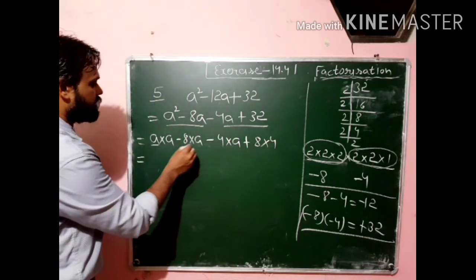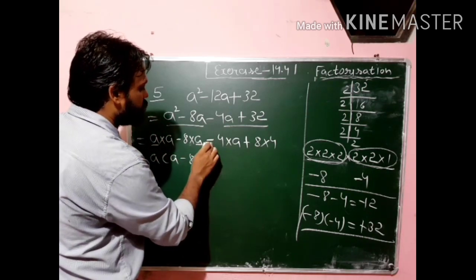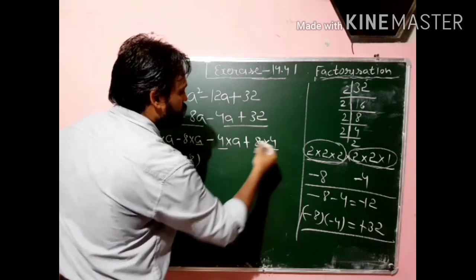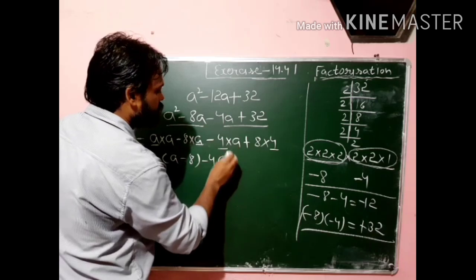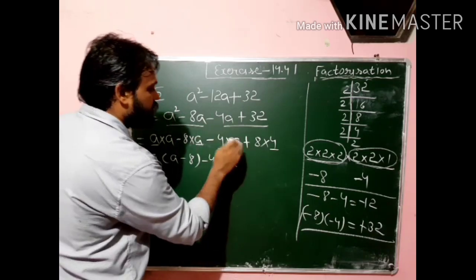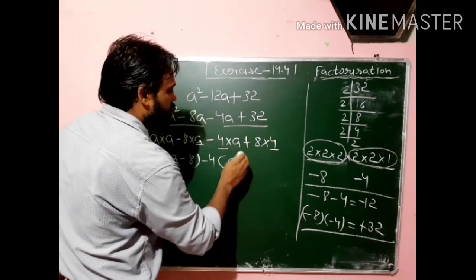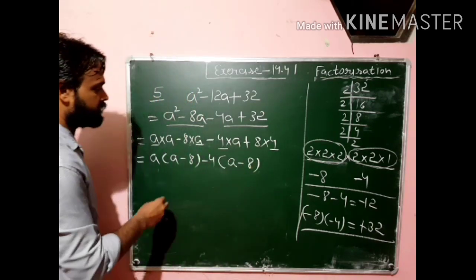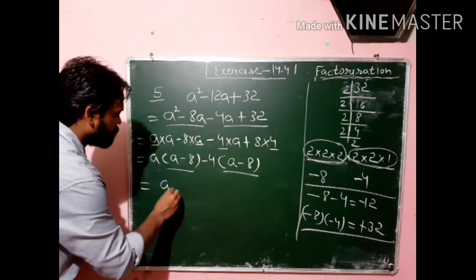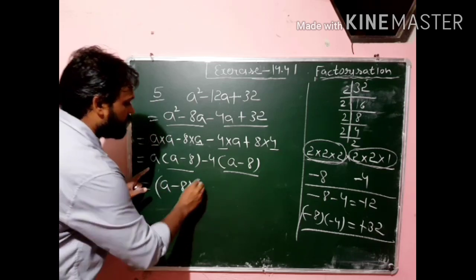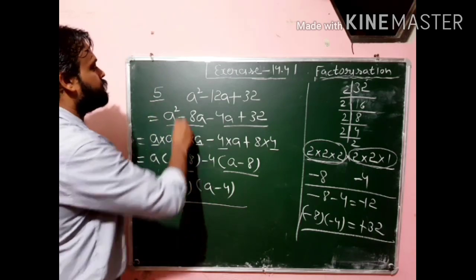And now you can see this a is common here, so take a common. So here is a minus 8, and of course the minus sign is here. You can see 4 is common and minus is also here, so you have to take this minus common also. So minus 4 is outside, only this a is inside the bracket. And I already told you, when we take this minus sign common, then we have to change this sign also. Here is a plus, it will become minus 8. So now you can see a minus 8 and a minus 8 both are the same. So take this a minus 8 outside of the bracket, and this a minus 4 is left inside the bracket. So these are the two factors of this polynomial.